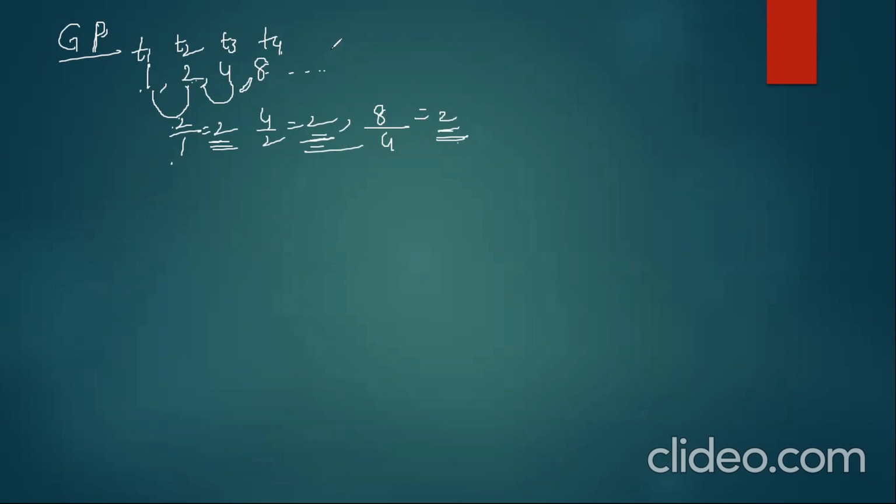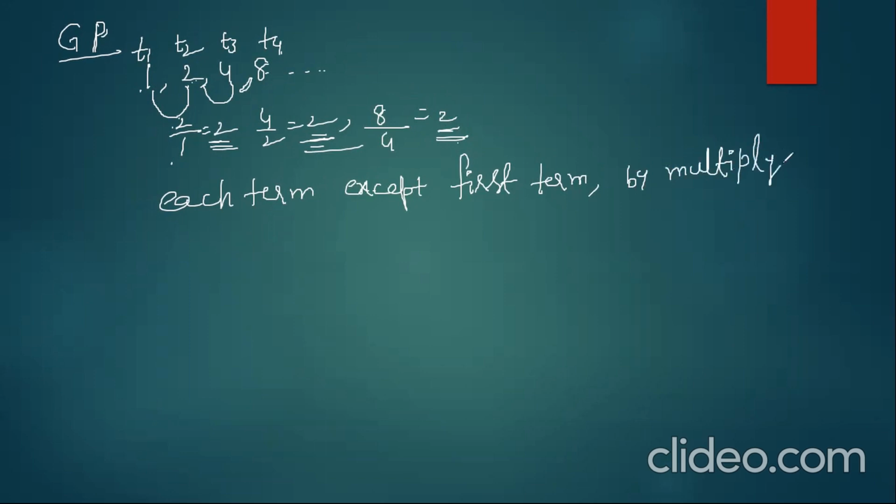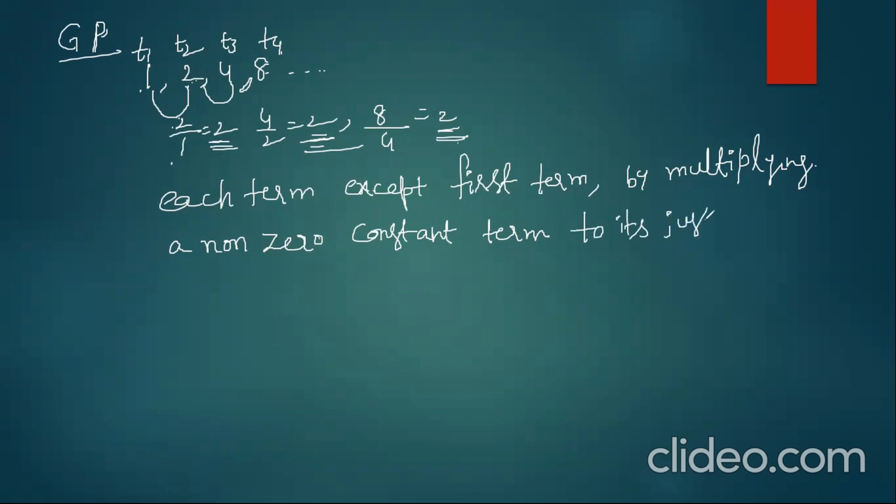That means, in a sequence in which each term, except the first term, because if you consider the first term you may not get it, can be obtained by multiplying a non-zero constant term to its just previous term.